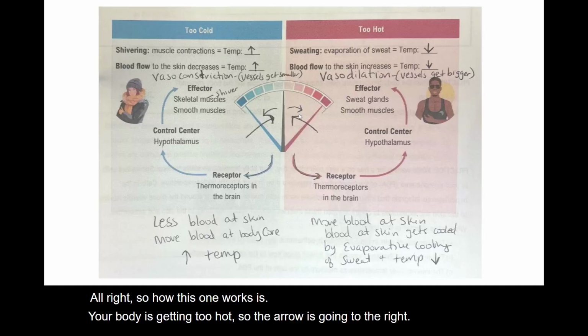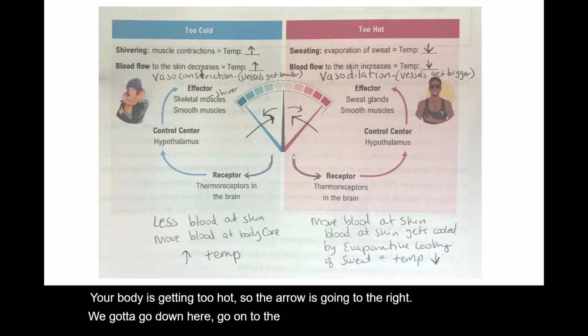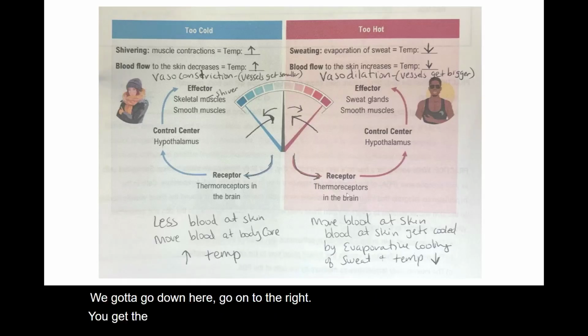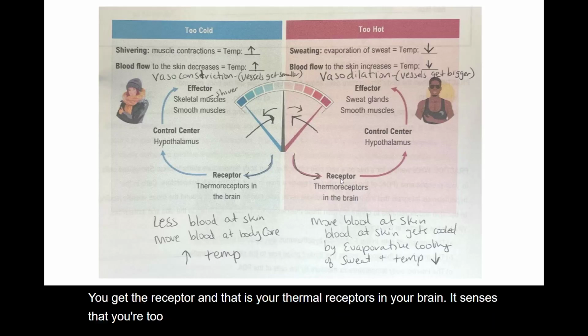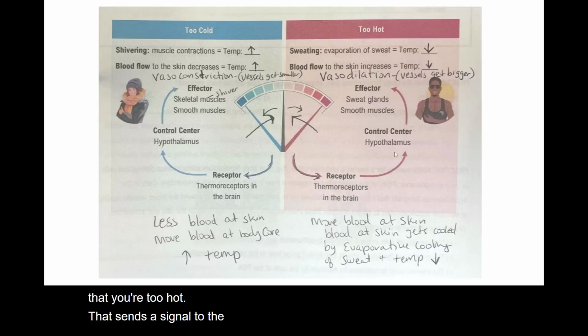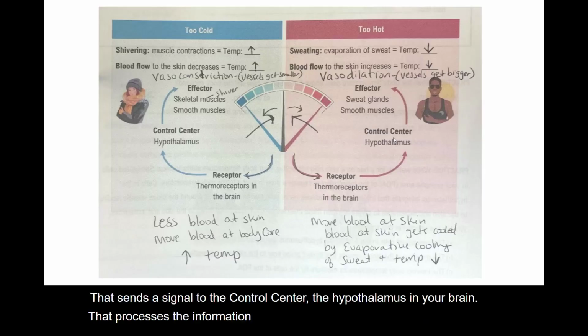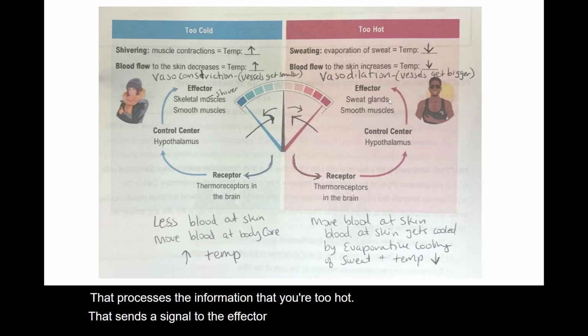Oh, we've got to go down here. Going to the right, you get the receptor, and that is your thermoreceptors in your brain. It senses that you're too hot. That sends a signal to the control center, the hypothalamus in your brain. That processes the information that you're too hot. That sends a signal to the effector, which are your sweat glands and your smooth muscle.